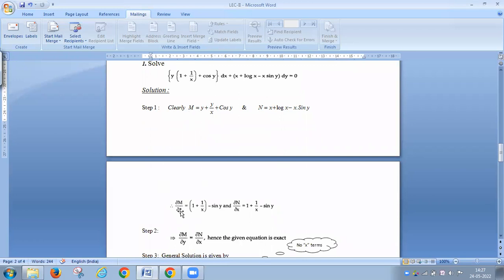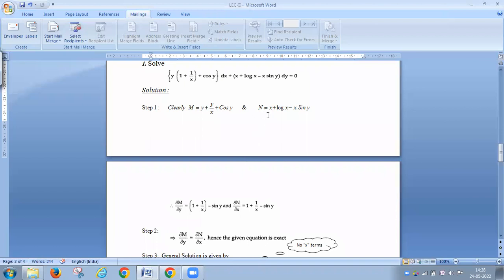∂M/∂y means differentiate this M with respect to y, treating x as a constant. So the derivative of y with respect to y is 1. 1/x is constant here. Derivative of y is 1, so 1 + 1/x. Next, the derivative of cos y is −sin y. So ∂M/∂y is 1 + 1/x − sin y.